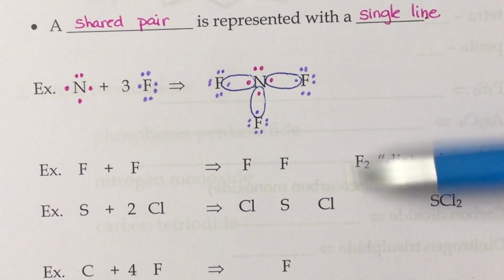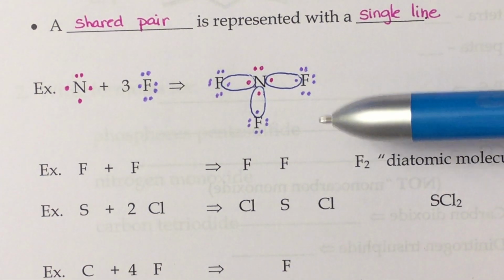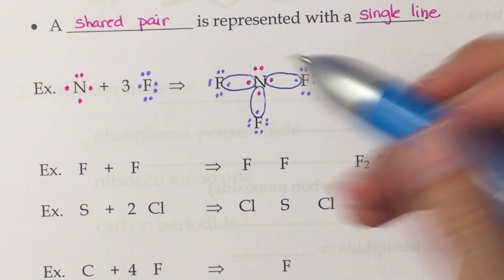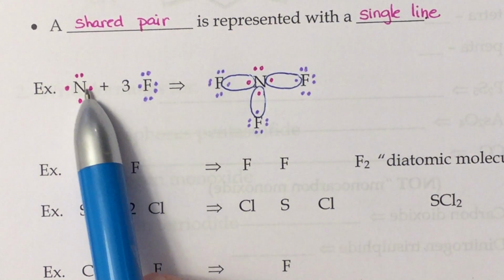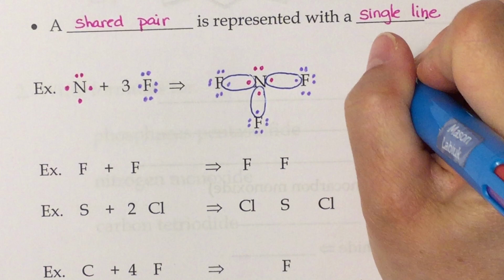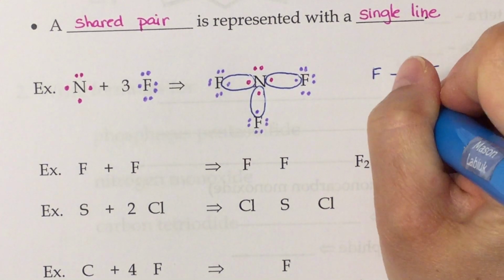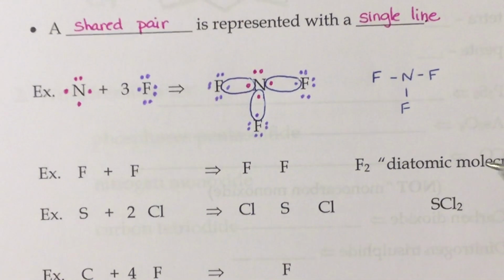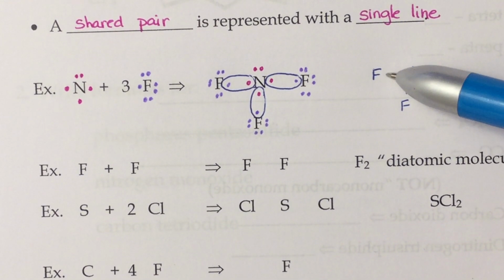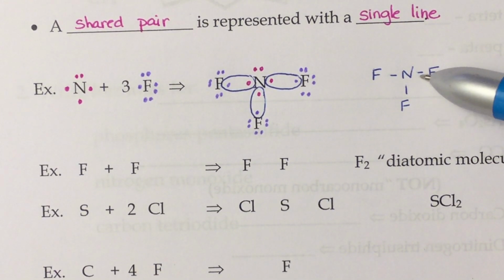Now, do we have to draw all of this all the time? No. If we know which ones are going to be shared, we can abbreviate this by writing it like this. It shows that it's sharing a single bond, a single bond, a single bond. And a single bond just means it's sharing 2 electrons.